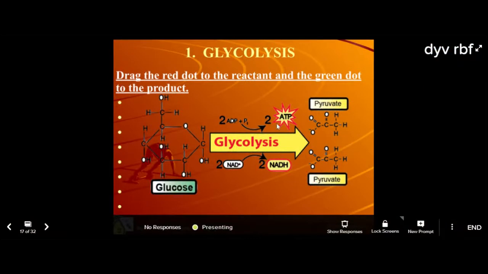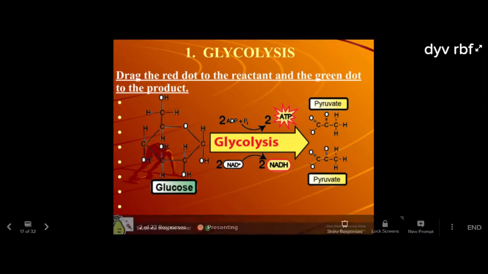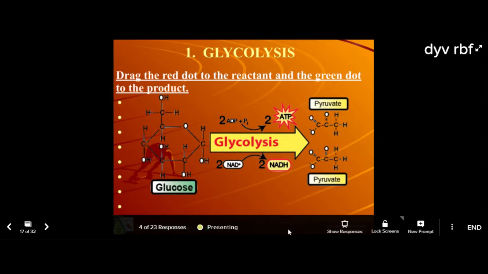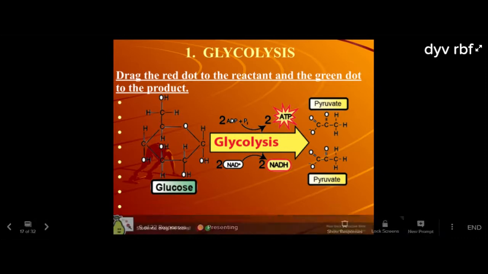All right, so drag a red dot to the reactants and a green dot to the products. So think about it. What are reactants? What are products? Come on, people. Red to reactant, green to product.